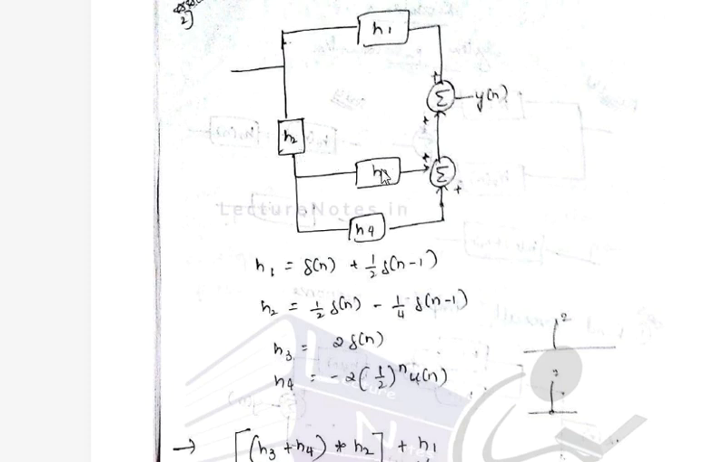Now for the transfer function of this system, we can see that h3 and h4 are parallel to each other, so we can write h3 plus h4, and these two come in series with this h2, so h3 plus h4 in convolution with h2, and this whole combination is in parallel with h1. Then the system function becomes this one.